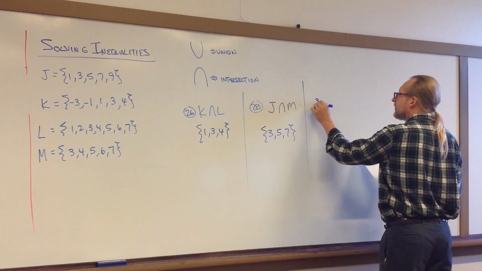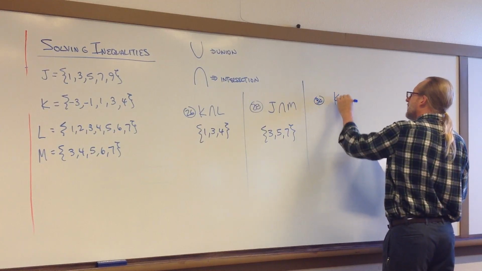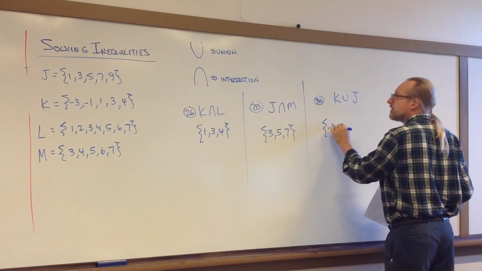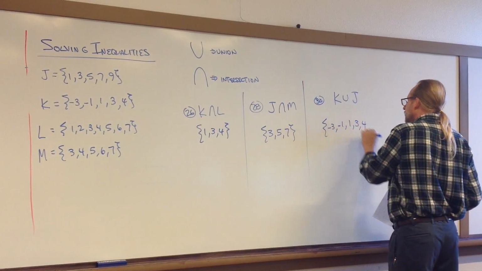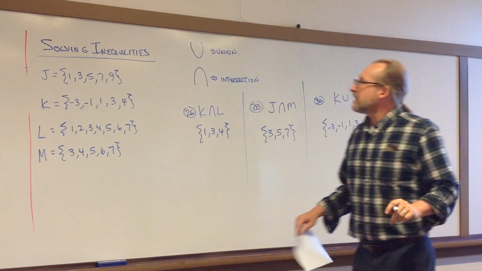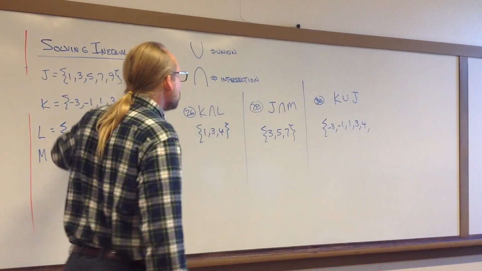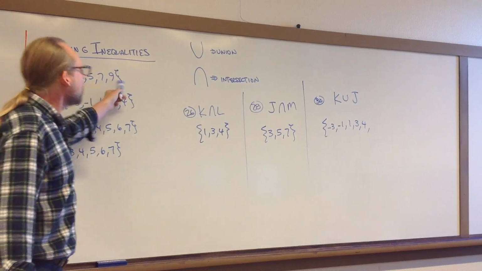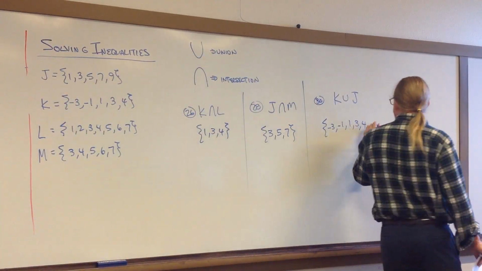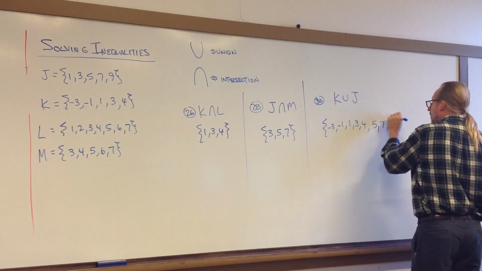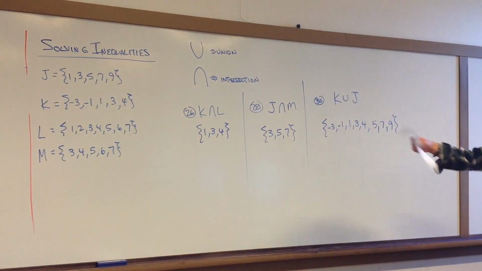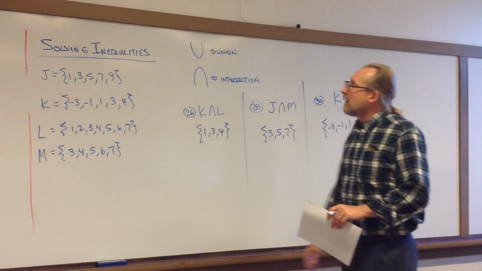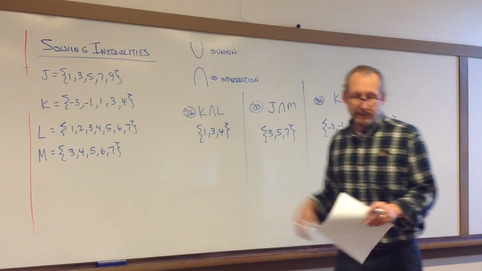And then problem 30, K union J. All right, so we definitely want everything from K: -3, -1, 1, 3, and 4. Now, anything else from J that we're missing? We've already got the 1 and the 3. What else? We need the 5, the 7, and the 9. And there we go. So we've got everything from J, everything from K. There's a little bit of overlap in there, but we don't need to list those twice.